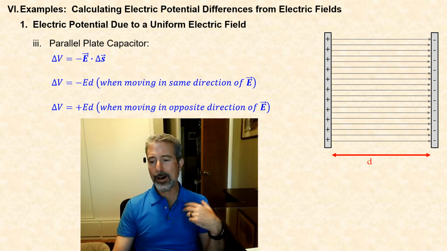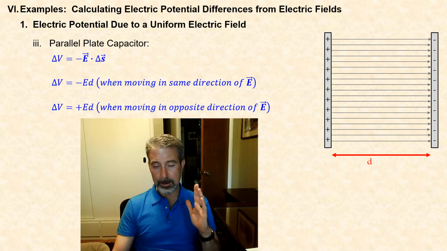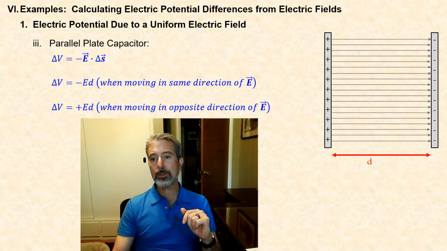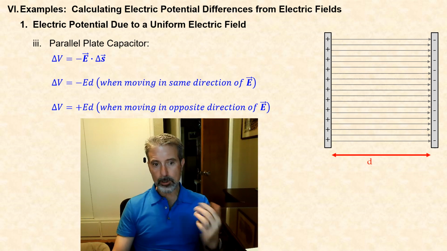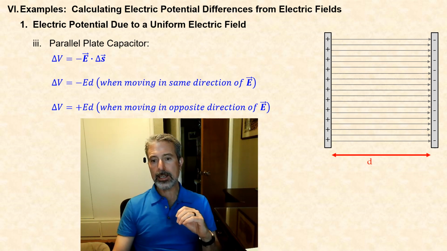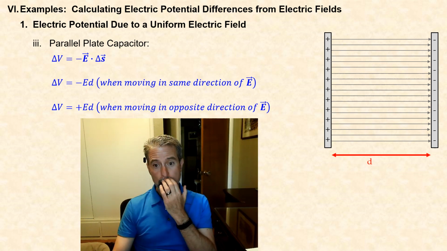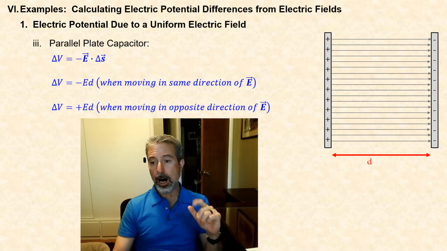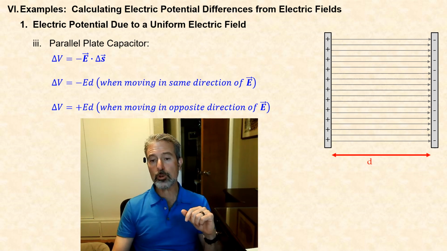And remember, in our first video on this topic, we said that when you move closer to a positive source charge distribution, in that case, the electric potential increases. And that is what we're showing here, when you're moving in a direction opposite of the electric field. So you're moving closer to the positively charged plate.